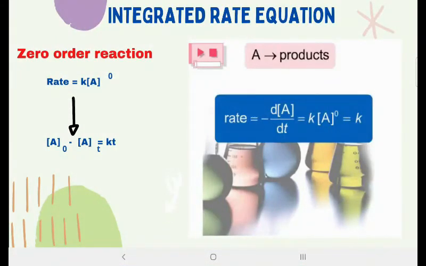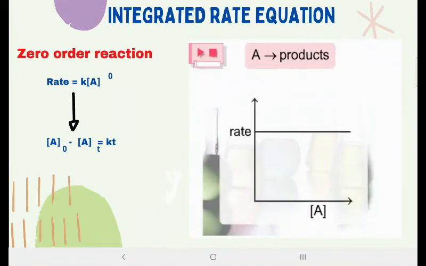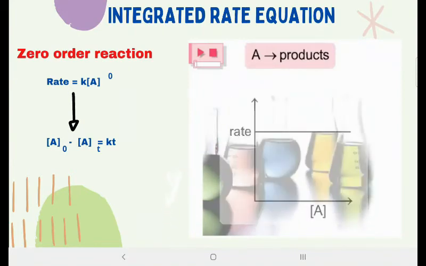For a zero-order reaction of the type A gives products, the rate equation is as follows. The decrease in the concentration of A per unit change in time is equal to the rate constant K. The rate of the reaction does not depend on the concentration of the reactant.